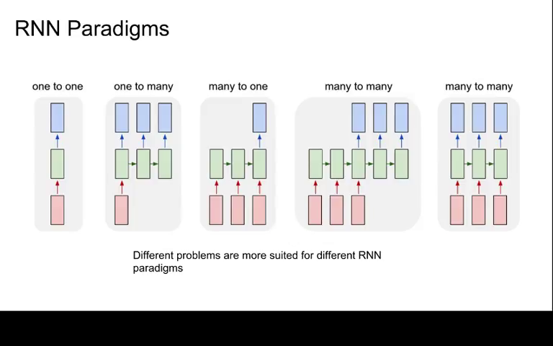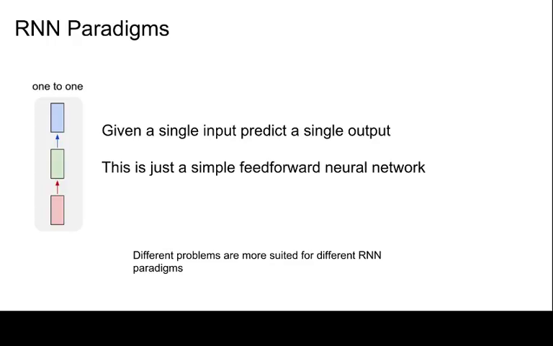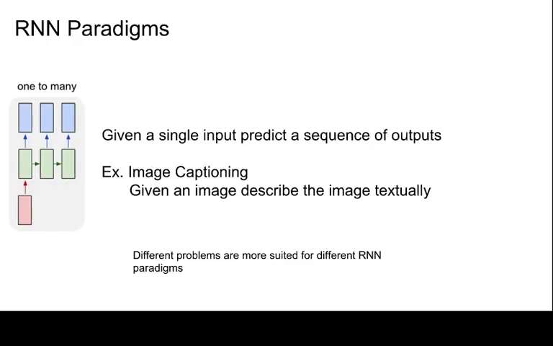And then the other one is many-to-many, but it's sequence labeling. This would be like a part-of-speech example. So, simple feedforward neural network: given an input, predict a sequence of outputs. So this is like image captioning. You get an image in, and you want to predict a sequence out. So you want to give labels to the image.